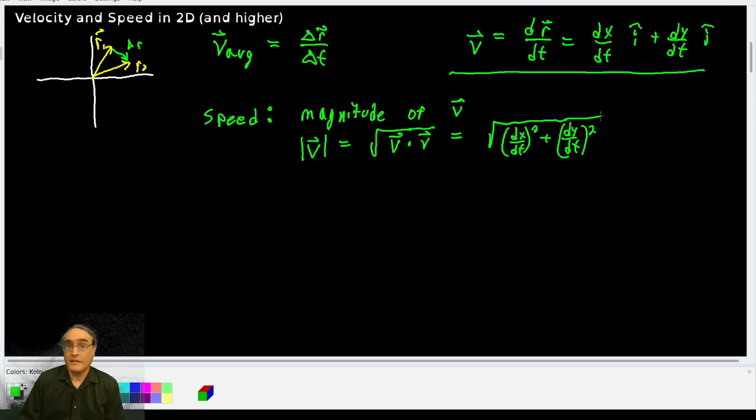Okay, I said this would be fast. This is really all there is to velocity and speed in 2D and higher order dimensions. If we were in the third dimension, we'd add a plus dz/dt k hat. We'd add another term here. It's basically the distance formula because it's all like triangles in higher order spaces. So you're just finding the length along the hypotenuse, basically.